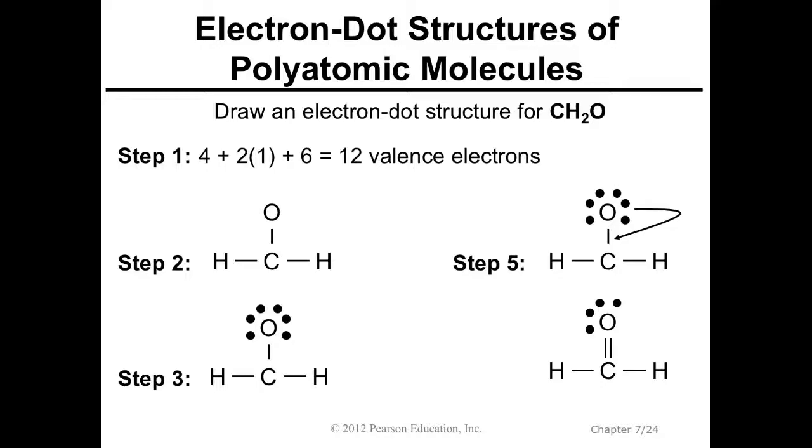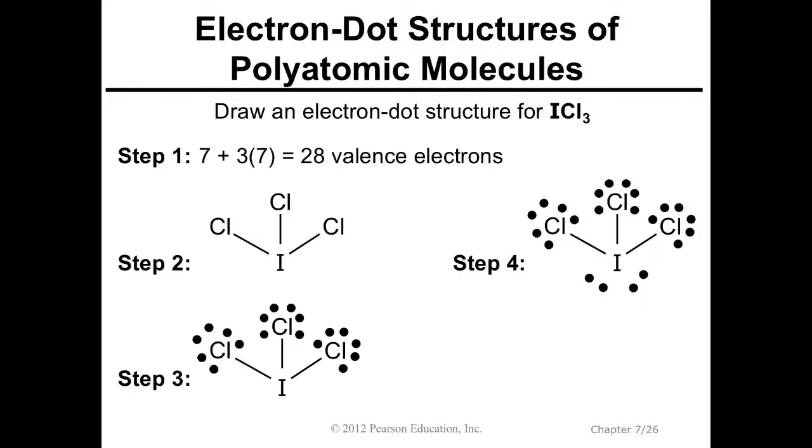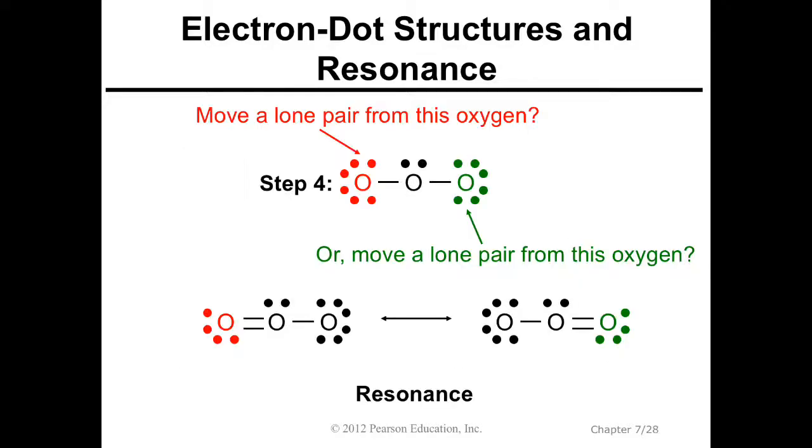I have in the slides, if you want to take time, I worked them out for you. These are just taking you through the different steps, the ones that I just worked out for you. And so this is a resonance form where the double bond can go in either direction. All right, let's talk about formal charges.